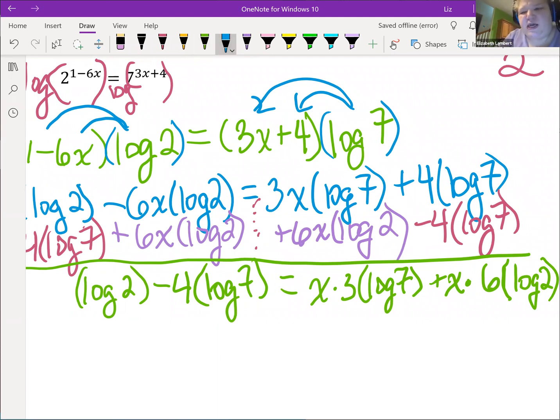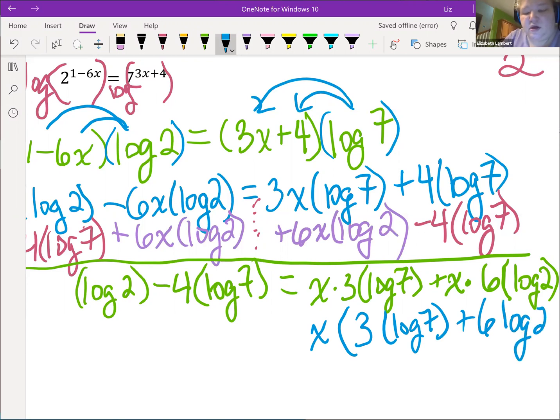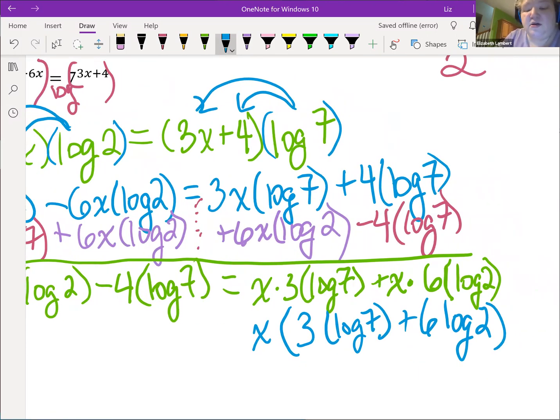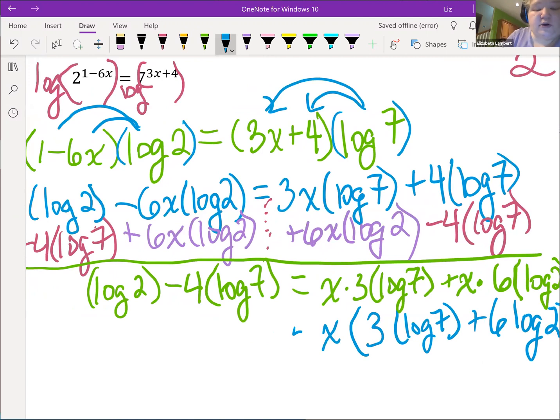So I did it that way so you can see when we factor the x out, the 3 log 7 are still attached by multiplication. It's just the x that's going to come out. And the same over here with the 6 log 2. So when I factor that x out, it is going to be 3 logs of 7, and you can crunch that, plus 6 logs of 2, and you could crunch that. And that is some ugly decimal. And then over here on the left side, I have some ugly different decimal.